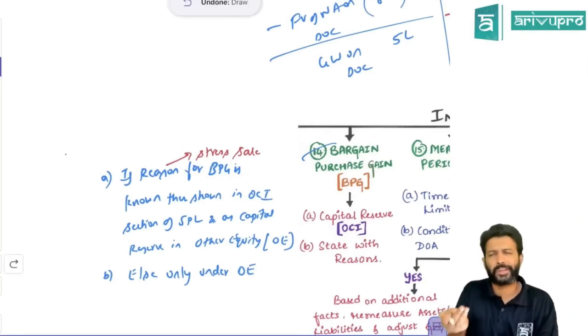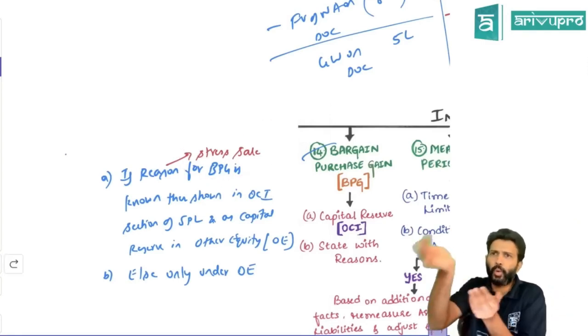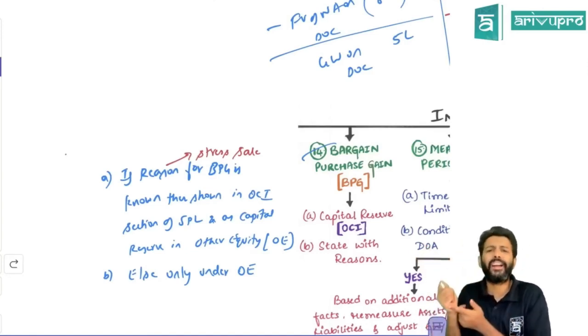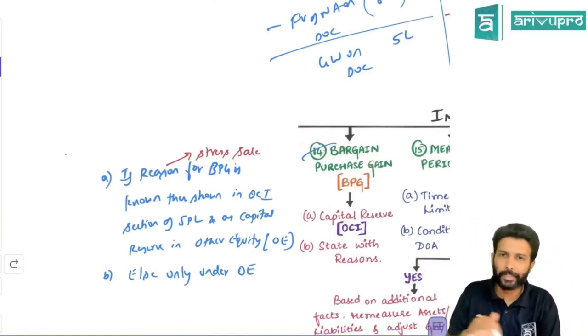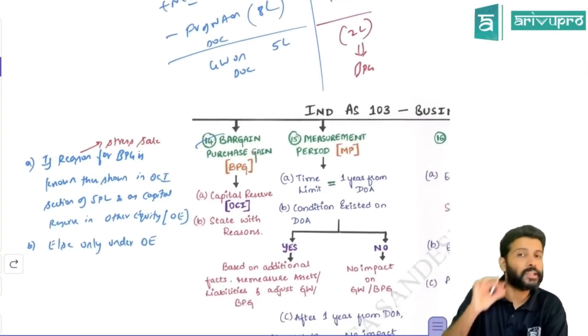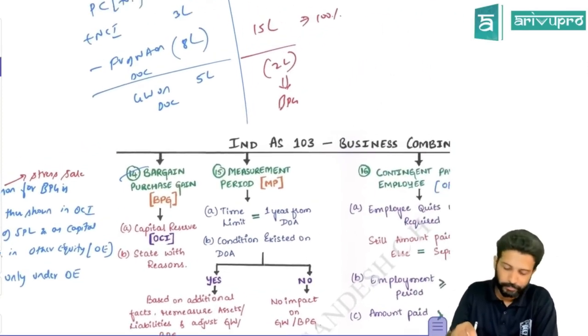Okay. But any which way, the standard does not say you have to know the reason. If you know the reason, show it under SPL and then other equity as capital reserve. Otherwise, just show it under other equity as capital reserve. No need to show it in SPL. That's the thing about bargain purchase gain.